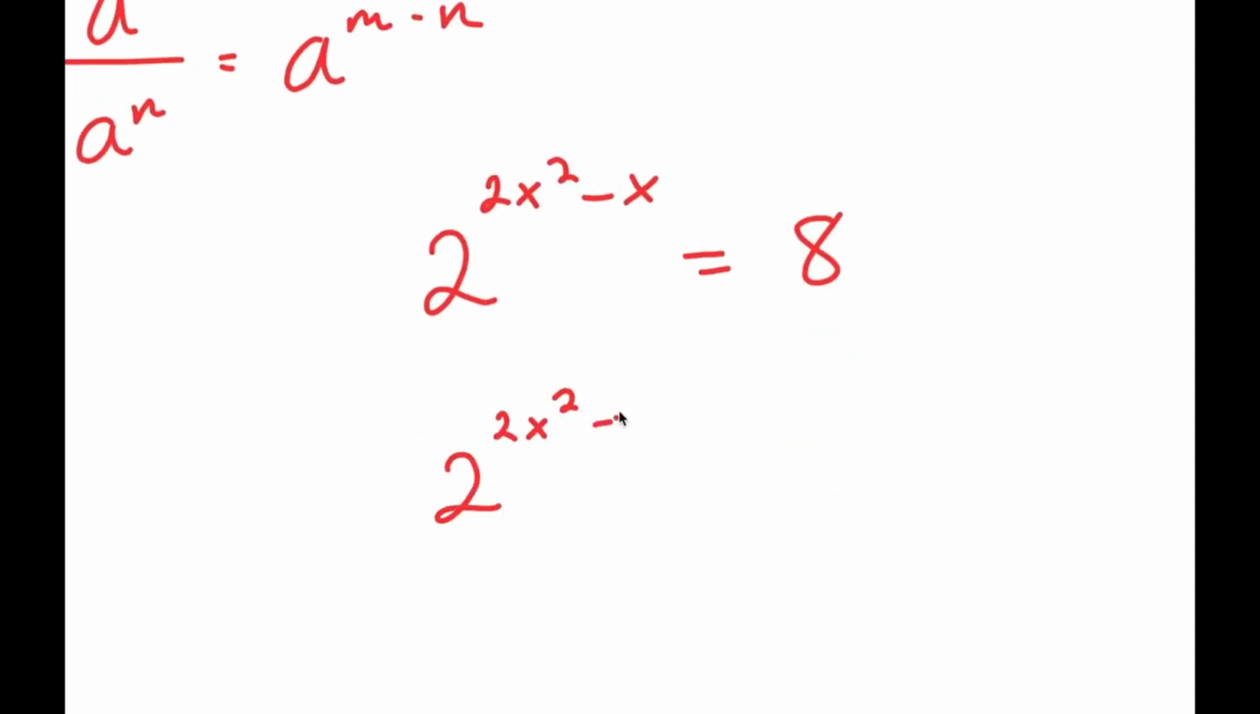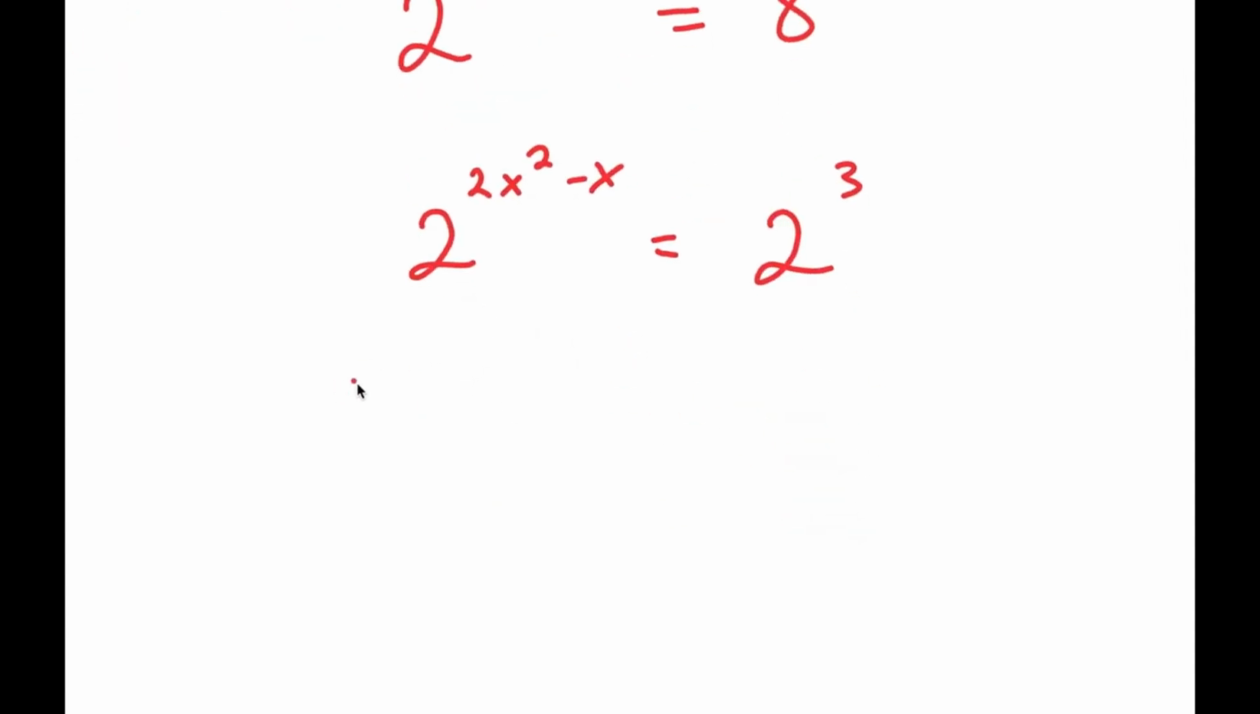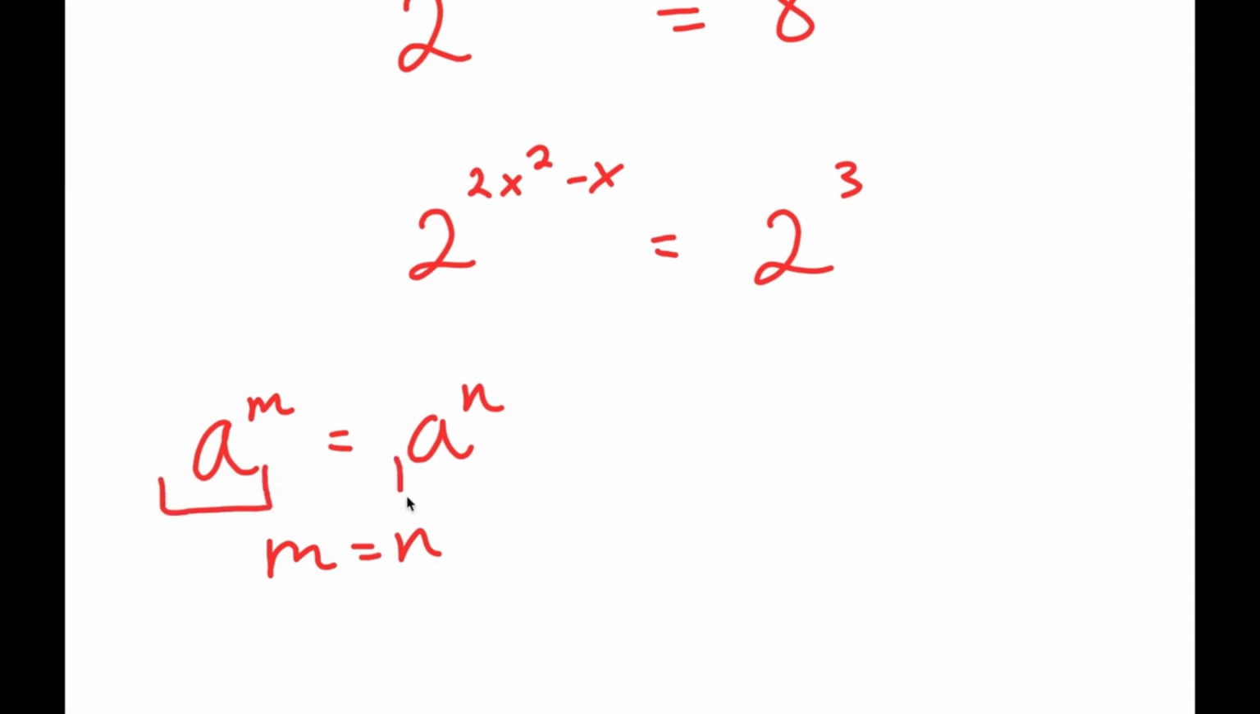Now 8, I'm going to rewrite this as 2 to the power of 3. So now another property of exponents is that if I have something in the form a to the power of m is equal to a to the power of n, this means that m is equal to n. In other words, if the bases of two expressions are the same, that means the exponents are equal to each other as well. So now I have 2 to the power of x squared minus x is equal to 3.